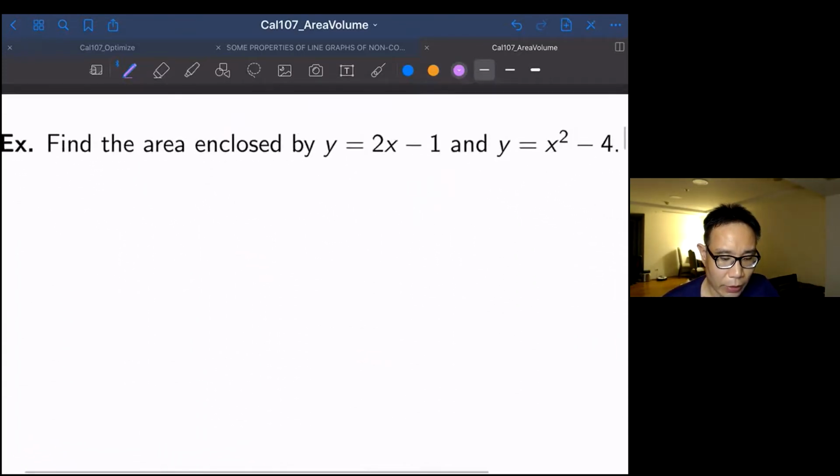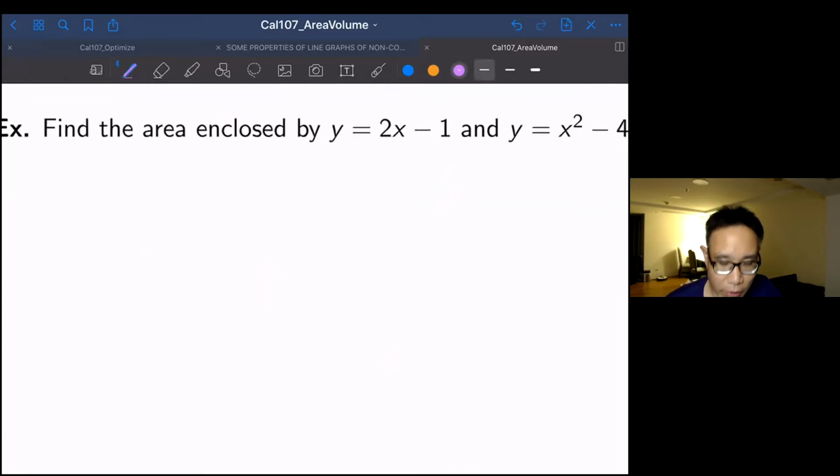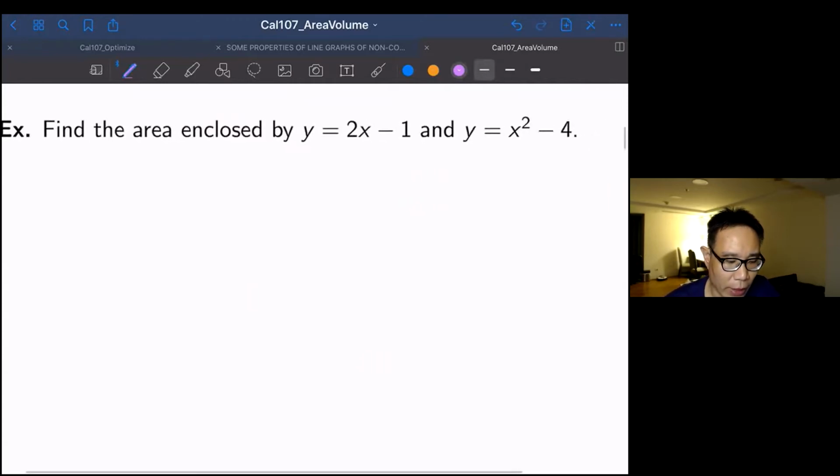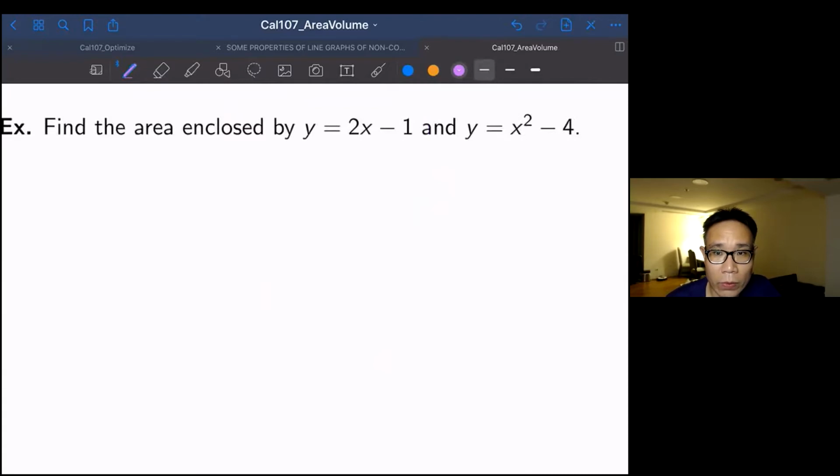The next thing that makes this topic difficult is that you need to be able to graph the function. So you'd like to find the area enclosed by y equals 2x minus 1 and y equals x squared minus 4. You have to recall that the first one will give you a line, and y equals x squared minus 4 will give you a parabola.